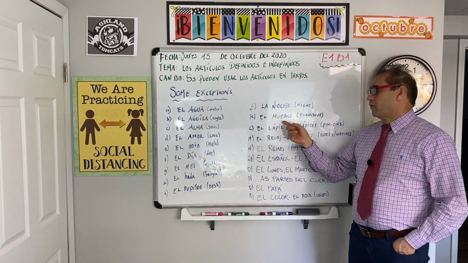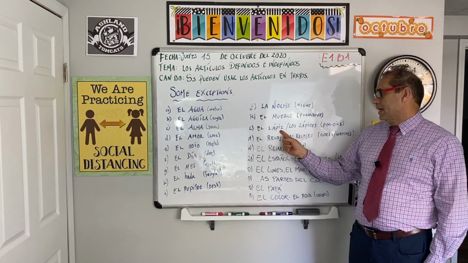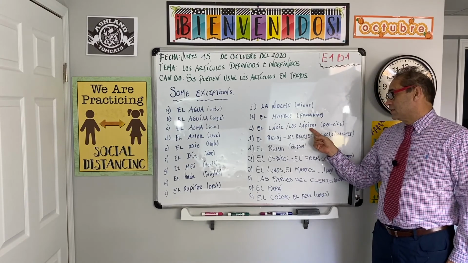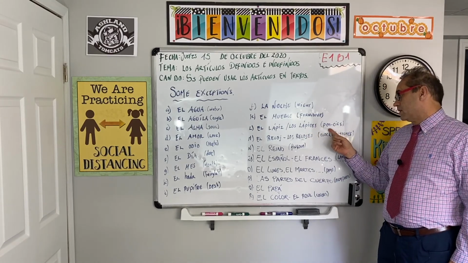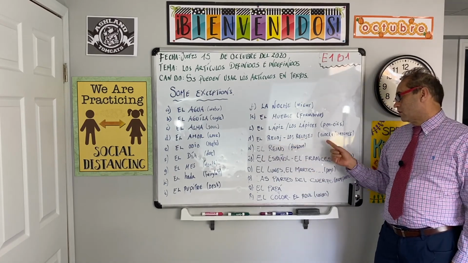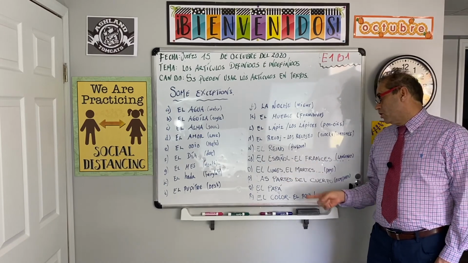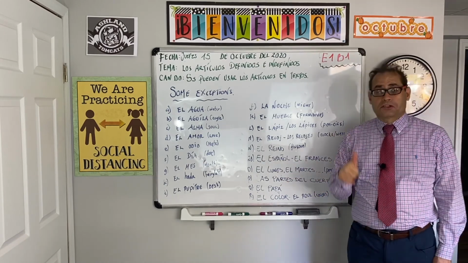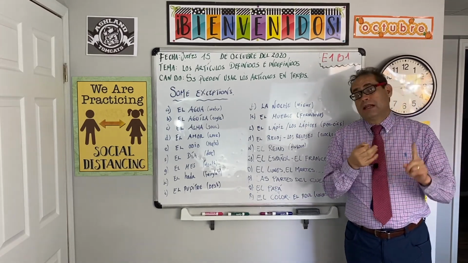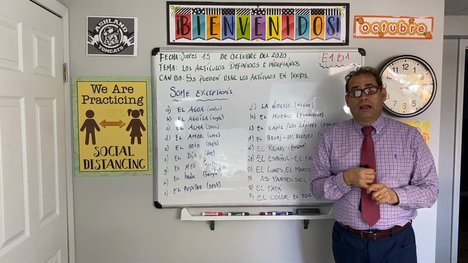El mueble, furniture, ends in E, el mueble. El lápiz ends in Z. The plural for lápiz is lápices with C. Pencils. El reloj, los relojes, clocks, watches. El reino, kingdom. El español, el francés, and all the languages that we have. El español, el inglés, el árabe, el mandarín, el francés, el alemán.